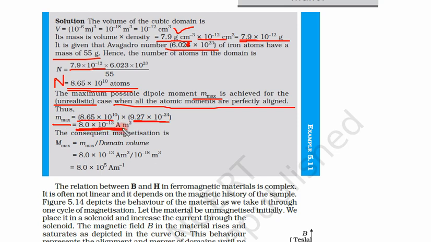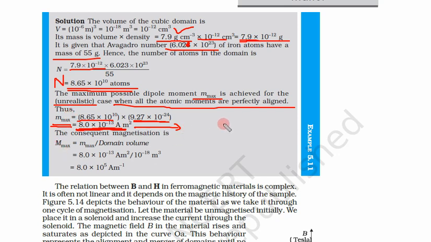So when we calculate this, what do we get? 8 into 10 to power minus 13 ampere meter square. So this is the magnetic moment, and also the maximum magnetic moment.